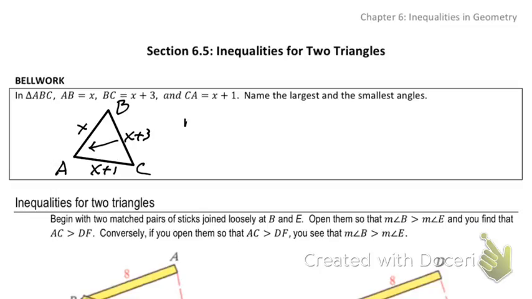So we are going to have measure of angle A has to be the biggest. And then it's bigger than, well, x plus 2 is the next biggest size. That one is across from angle B. So measure of angle A is bigger than measure of angle B. And finally, the last one must be measure of angle C.